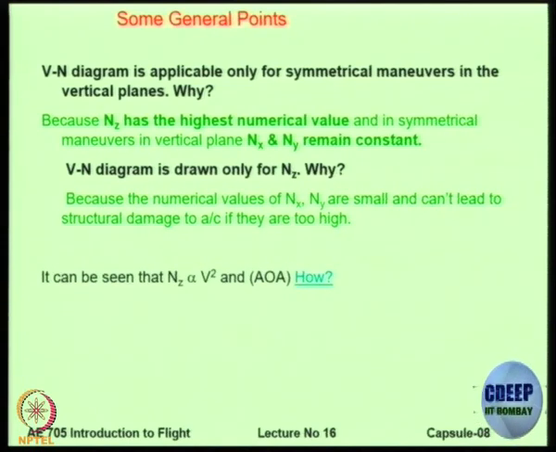Now, we have to see. The line in the VN diagram, if you notice, was parabolic, NZ versus V. So we have to prove that NZ is proportional to V square. Only then the line is parabolic, and also proportional to the angle of attack. So, let's see how we can prove it.